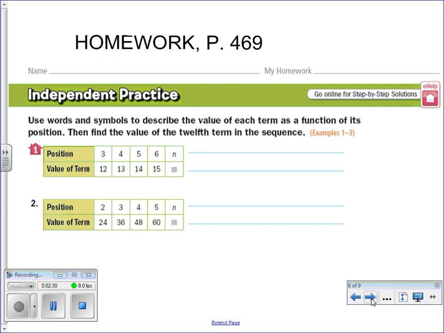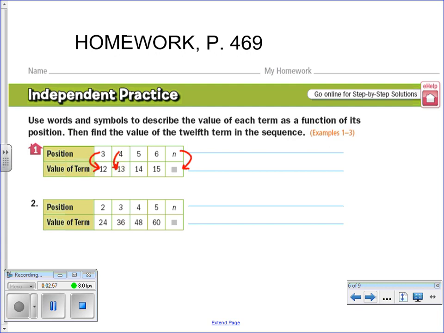Again, guys, this is a homework, 469. Don't say plus 1, plus 1, plus 1, plus 1. That's not what they're looking for. They're looking to say, how do you go from the top to the bottom? What do you do to 3 to turn it into 12? What can you do to 4 to turn it into 13? Right away, I think, oh, 3 times 4 is 12. Yeah, but 4 times 4 is 16. That's not going to work.